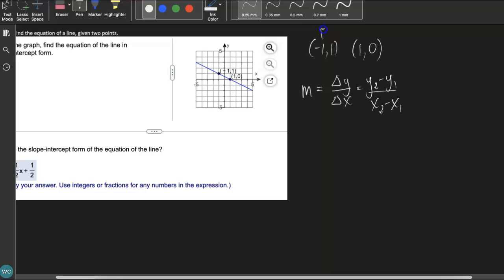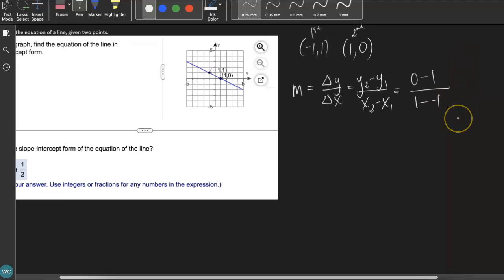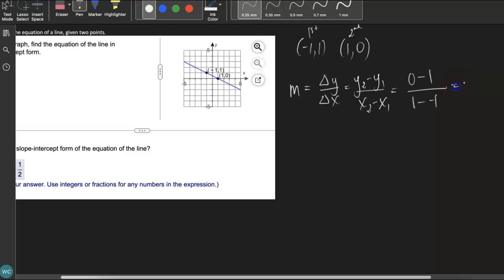So I'm going to say this is my first point and this is my second point, just for consistency and clarity for this video. So I'm subtracting 0 minus 1. Those are the y values. And then I'm subtracting 1 minus negative 1. Those are the x values. So when I do that, I get negative 1 over 2, and that is my slope. That is part of the slope-intercept form.